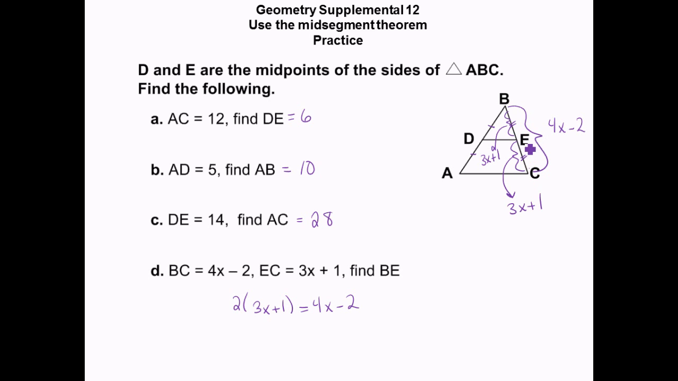So the same for BE. And then the whole thing is 4x minus 2. So 2 of these equals 1 of these. So 2 of those equals 1 of those. So I'm going to distribute my 2. Okay. Subtract 4x from both sides, and I get 2x plus 2 equals negative 2. Subtract 2 from both sides, and I get 2x is equal to negative 4. Then divide by 2, and I get that x is equal to negative 2.